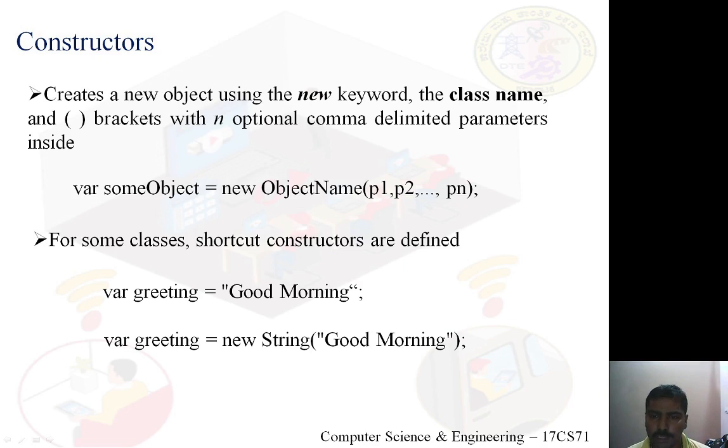Also in this slide we can see shortcut constructors. This means for some classes we can create their object using shorthand. So here in the first case I am creating an object of class string using the statement greeting equals good morning. In the second case I am using the new operator and initializing this object with good morning.